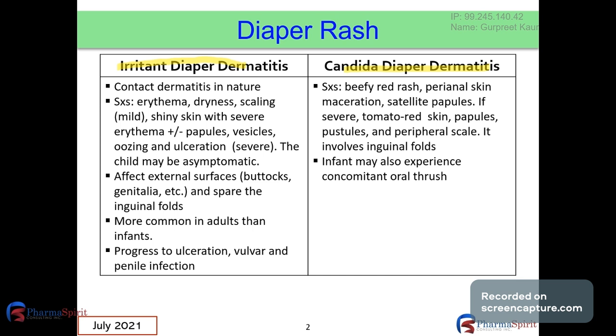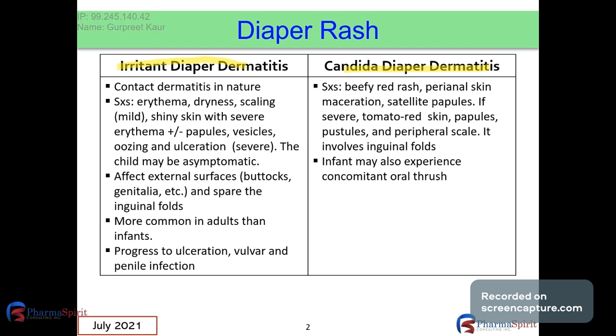Now, let's talk about a couple of things that are important here. If a mother comes to you in the pharmacy asking for something for diaper rash, how can we differentiate between irritant diaper dermatitis just because of the usual use of the diaper, or Candida diaper dermatitis? There are three important questions to ask. Number one, the skin color. In Candida diaper dermatitis, the mother will describe the skin as being beefy red, or you can even ask, can you say that the skin is too red, like it looks like beefy red or tomato red? If the answer is yes, this can be Candida.